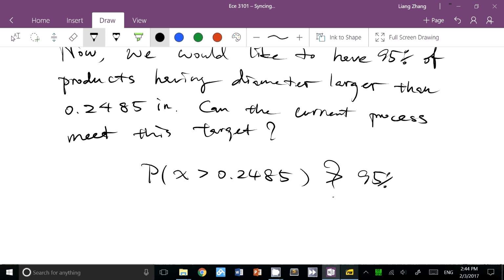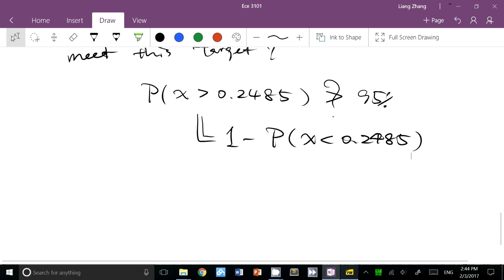Well, we can actually do this calculation, though. This will be equal to what? If you want to put it back into the form x less than a certain value, which sometimes will be easier to calculate, the opposite of greater than will be 1 minus probability. And you can do the standardization. Standardization means you replace this generic normal random variable x with z, and you standardize the constant.